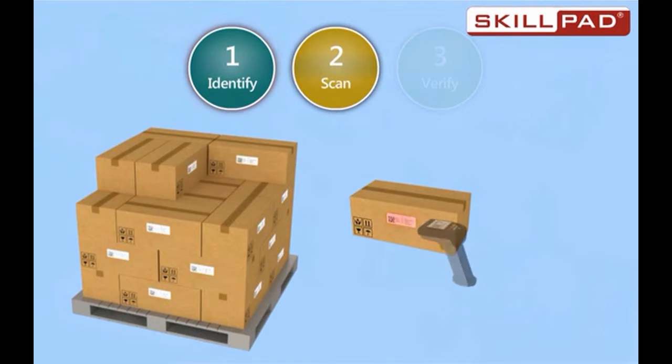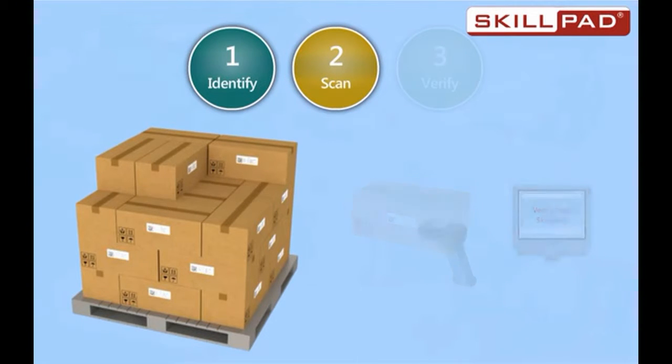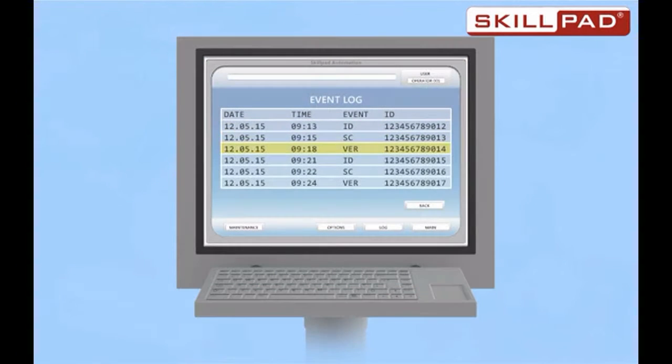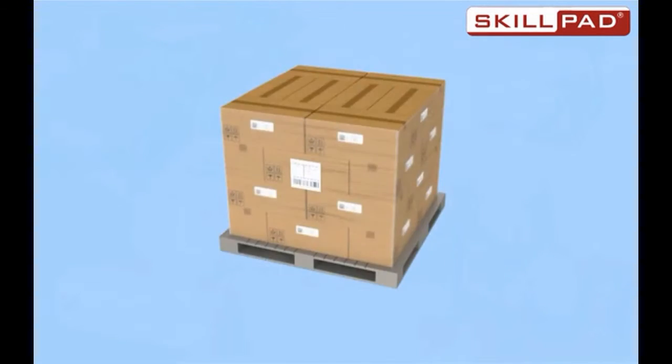If the verify step is skipped and a mistake occurs, it will be difficult to determine when the mistake happened. The manual event log will need to be searched one event at a time until you find the right one. So let's take an example.